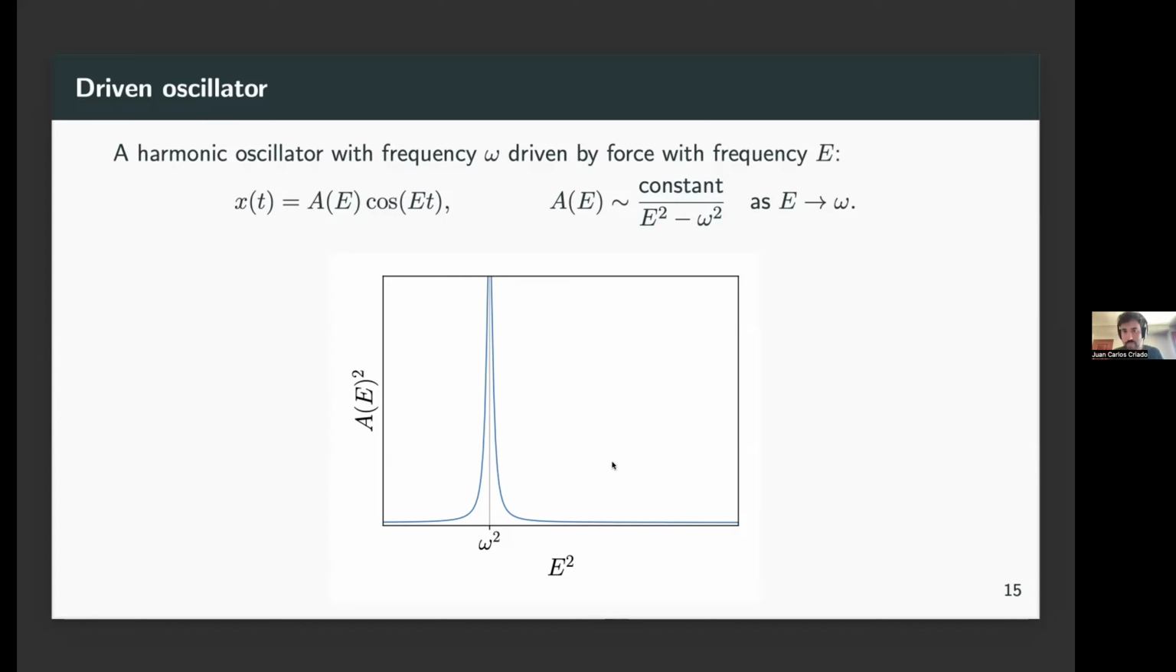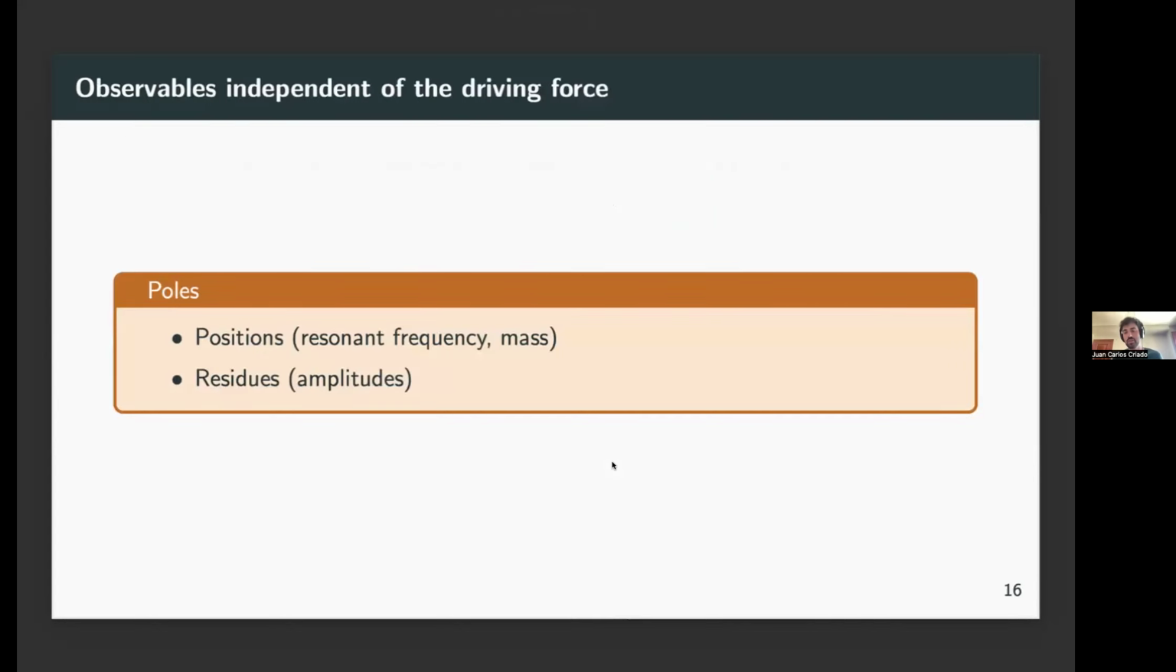And this is exactly what happens also in field theory. So the observables that you have that will be independent of the filter definition or independent of the source term will be the positions of the poles of the Green functions, or even of the field solution itself, as we will see, and the residues at those poles, which are trivial in the case of the harmonic oscillator, but in quantum field theory, they are the amplitudes. The scattering amplitudes, let's say.